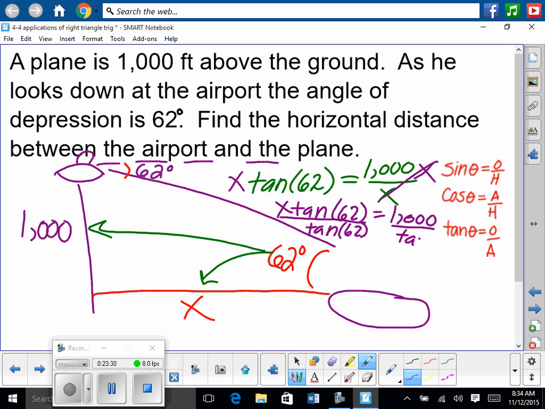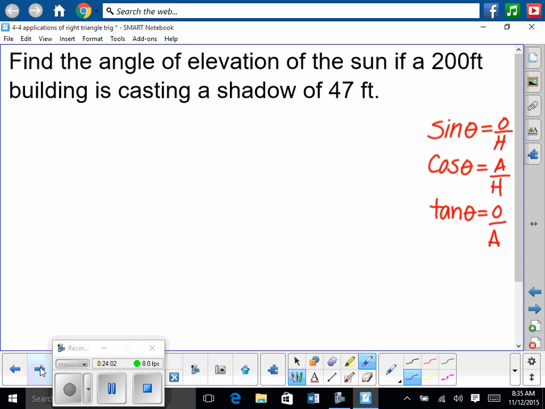Type it in for me. 1,000 divided by tangent of 62. You said 53.2? Oh, so 530, I got 531.7 feet, right? Wasn't it feet? Feet. Okay. Questions on that? Okay. We'll read this one, and if you think that you need it, I'll do it. If not, I'll just let you work.